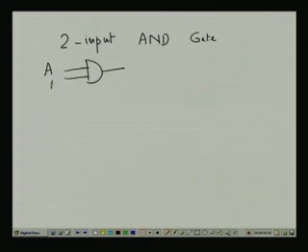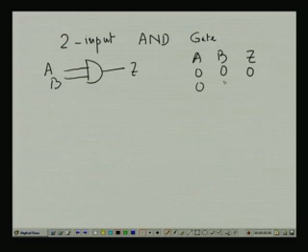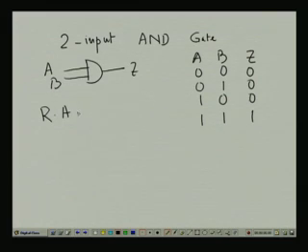So, this is A, B, Z, and the truth table of this is 0 0 0, 0 1 0, 1 0 0 and 1 1 1. So, this is the truth table. Now, what was our right hand side of the second rule?